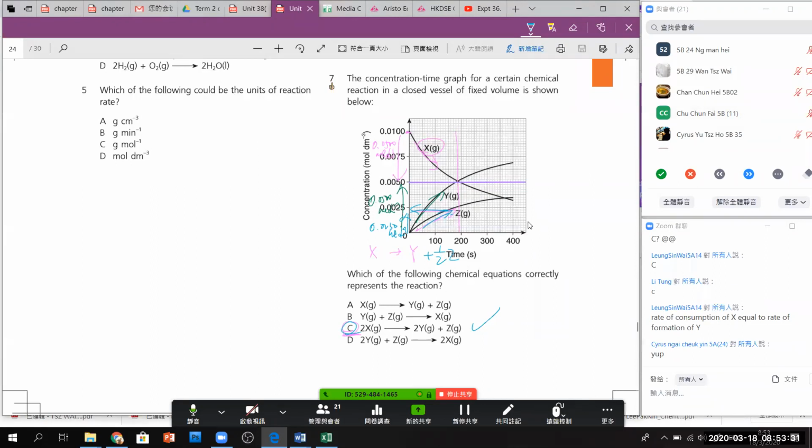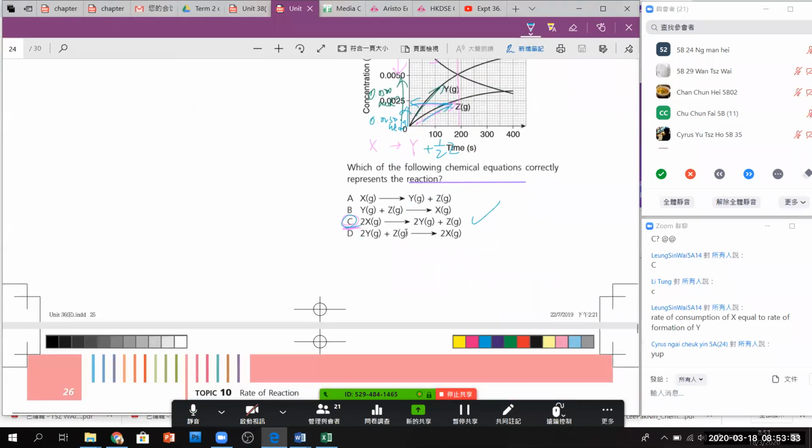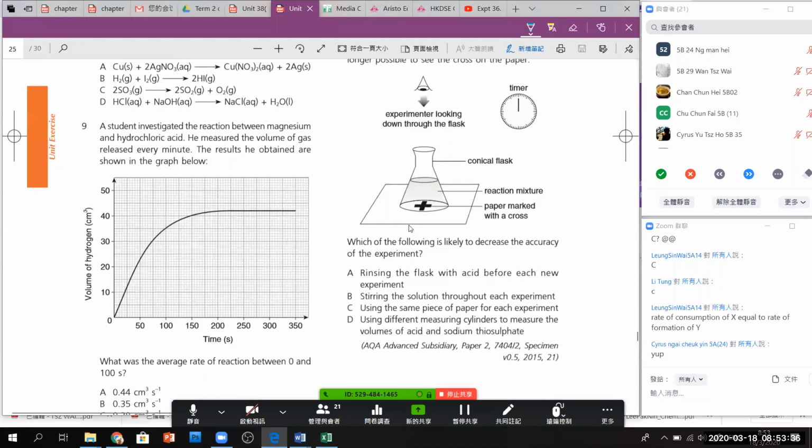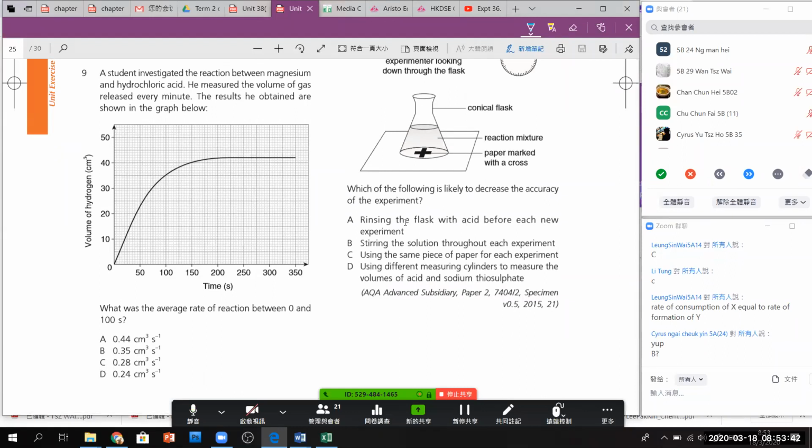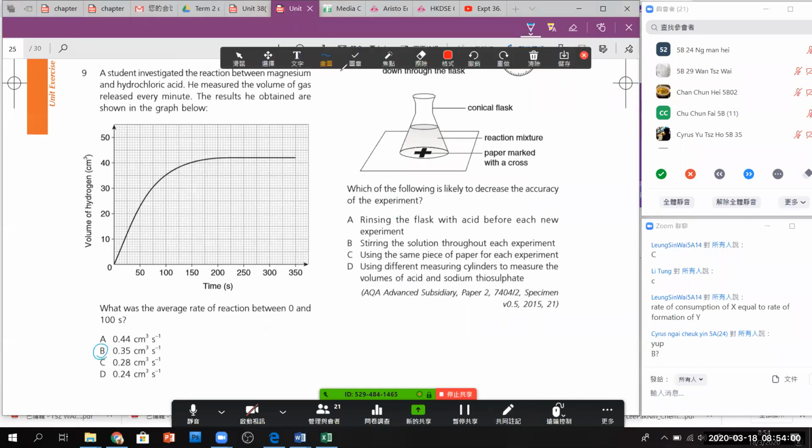So you take a look at question 9. This one. What is the average rate of reaction between 0 and 100 seconds? Yes, the answer is B. So can you draw me, mathematically, some lines? How would you get the answer? Mathematically, what is that?